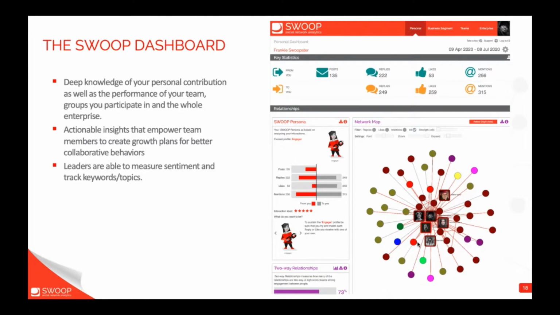You'll also be able, with the metrics that we provide, to have actionable insights that empower team members to create growth plans for better collaborative behaviors. And we just talked about what the SWOOP persona does, and what the network map shows, just how well connected you are within your organization. Leaders are able to measure sentiment and track keyword topics as well.